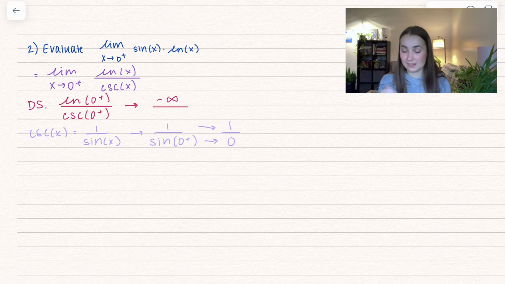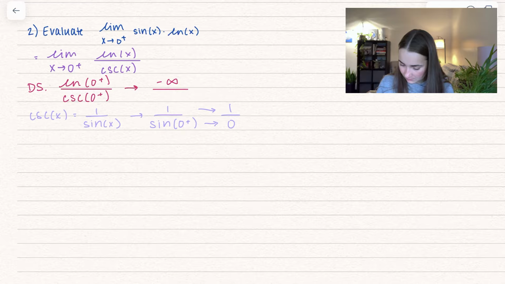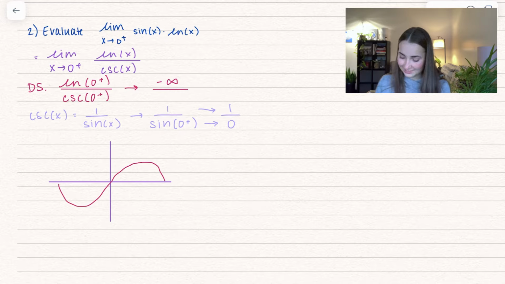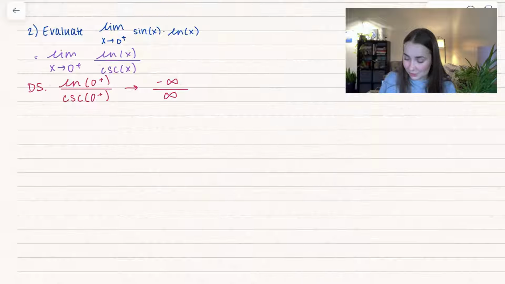But now it depends, is it approaching 0 from the left or the right? So let's go ahead and whip out our function. So this is what sine of x looks like. We're approaching from the right, which means we're approaching 0 from the positive side. So this is approaching positive infinity. And so this is approaching negative infinity divided by positive infinity. So this tells us we can go ahead and use L'Hopital's rule.